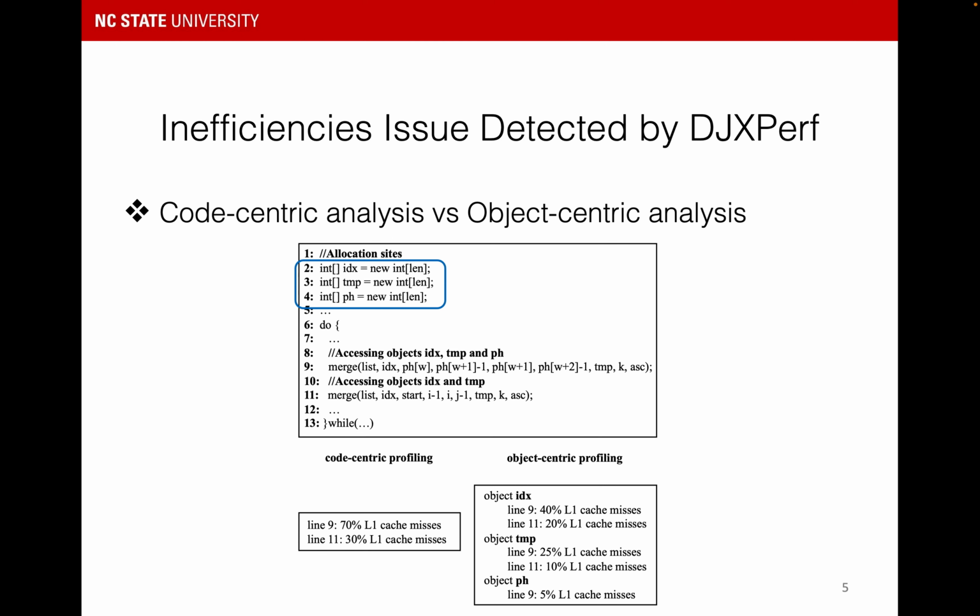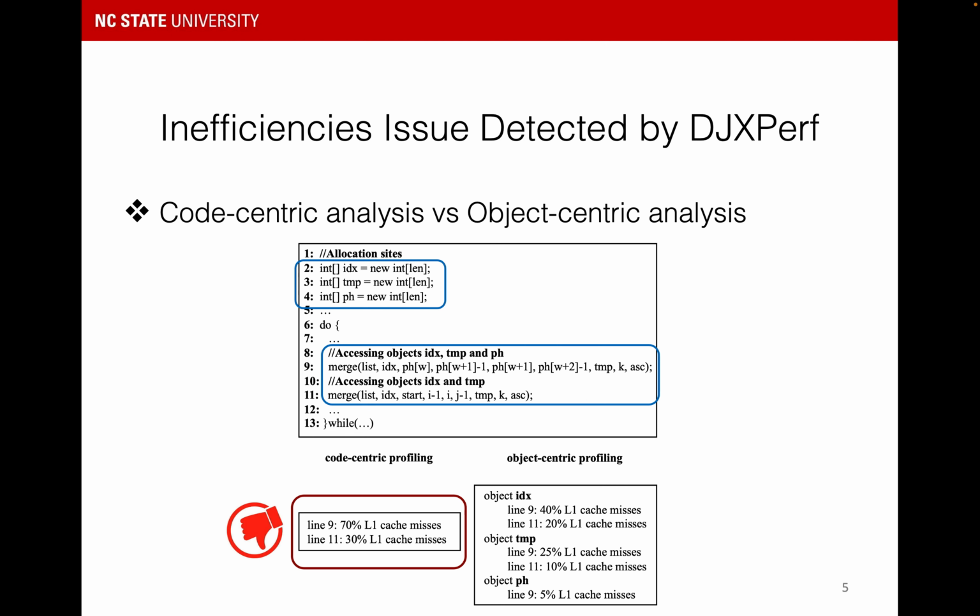In the top half of this code, it allocates three objects, IDX, temp, and pH, from line 2 to line 4 for computation. Then the program accesses the allocated objects from line 8 to 11. In the left bottom of this picture, the code-centric profiling pinpoints that lines 9 and 11 account for all of the L1 cache misses. Line 9 has 70% of L1 cache misses, and line 11 has the rest, 30%. This is the only thing the code-centric can tell.